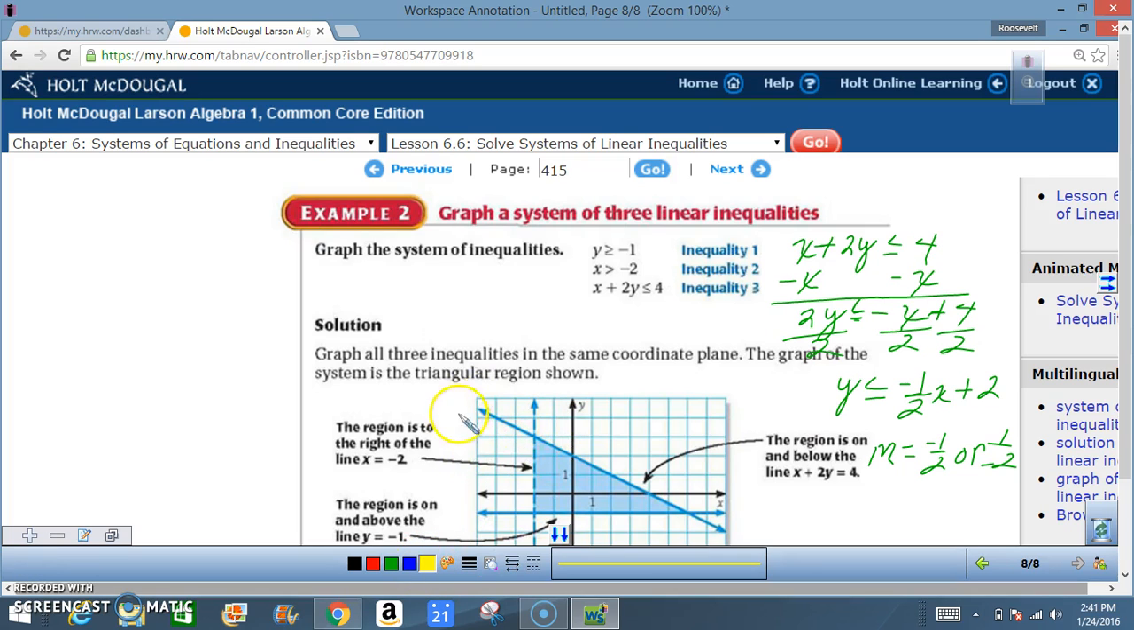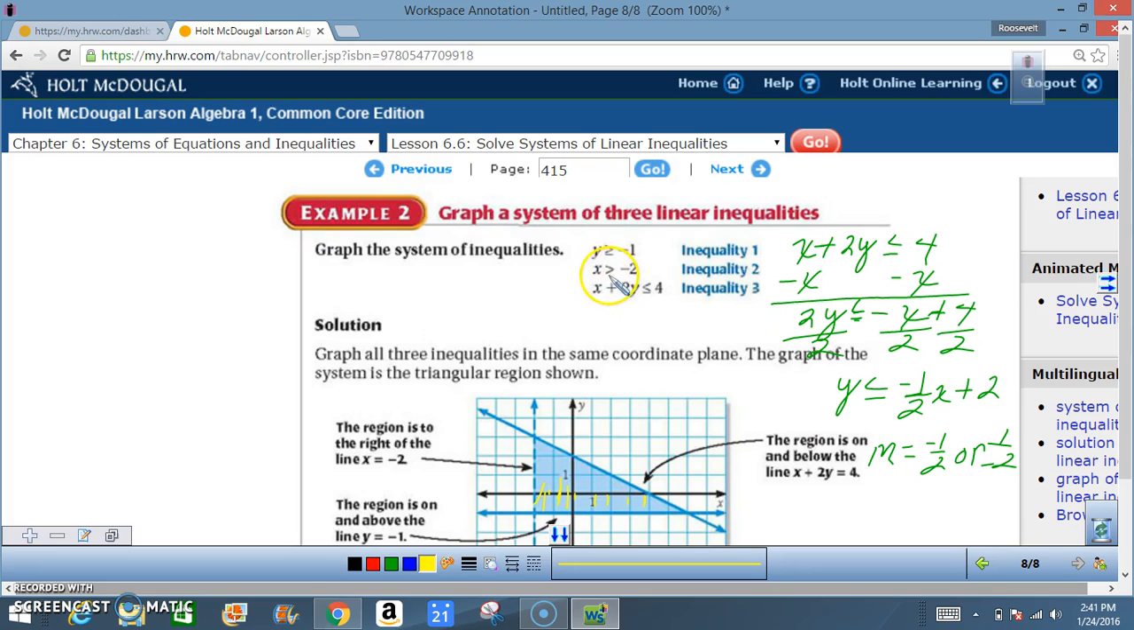Okay, once again, to make it a little bit simpler for those of us who still may be a little bit confused. It says y is greater than or equal to negative 1. That would be this graph right here. And it says greater than, so that means we shade going up in that direction. That's how to shade it.